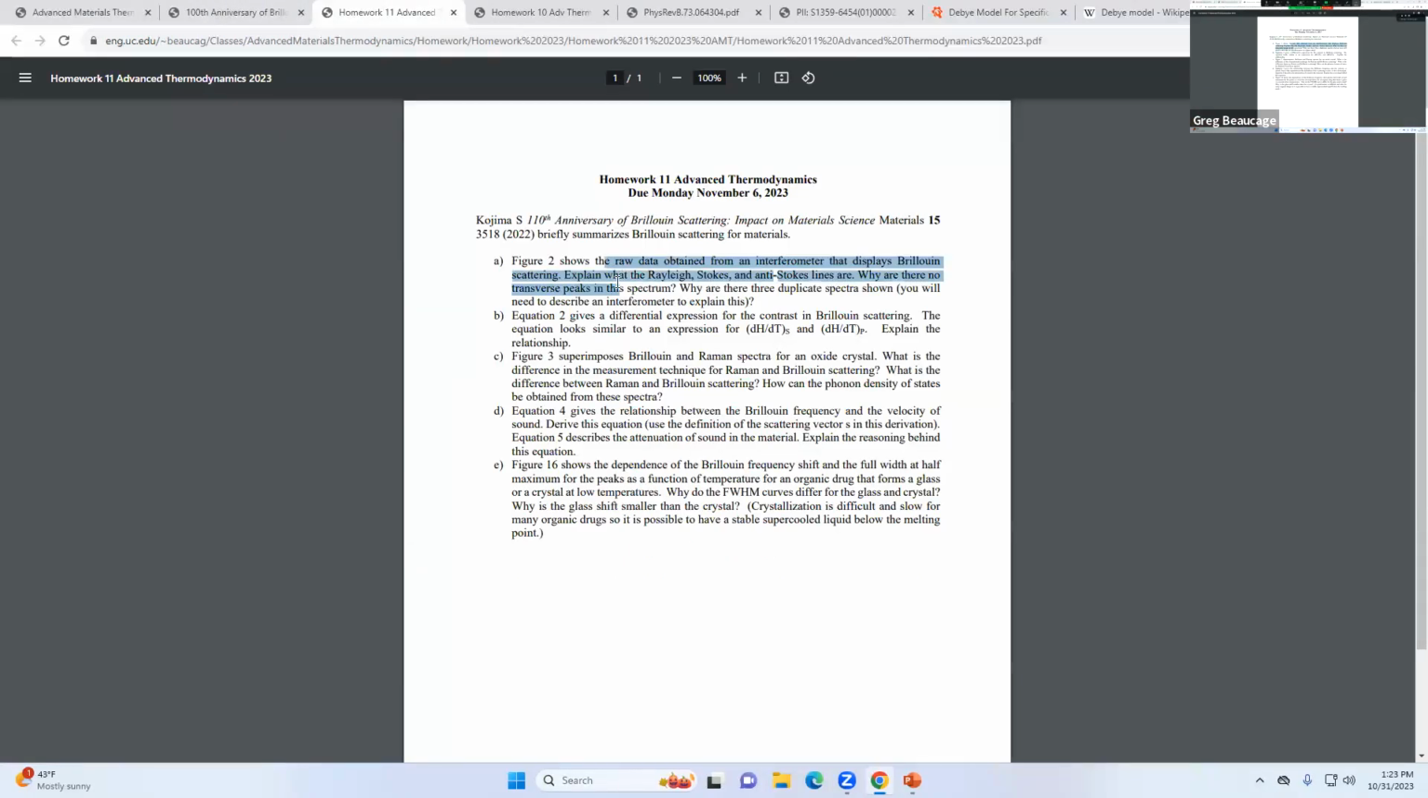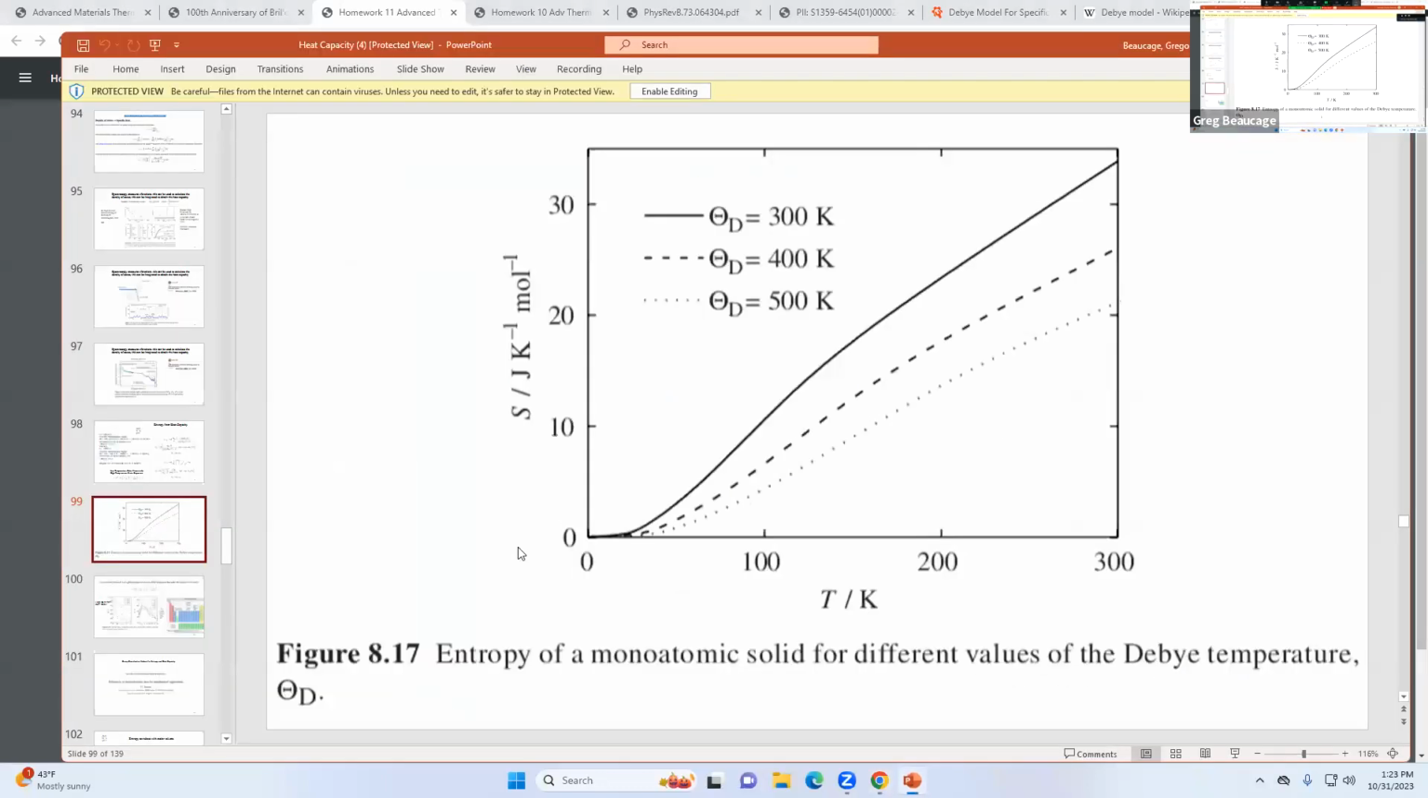Figure 2 raw data, Stokes and anti-Stokes. So I have to go through this one after. There's a lot in this. You have to go through it. All right, I'm going to have to go through that later. Remember all that stuff.